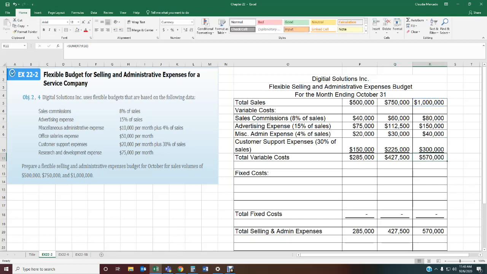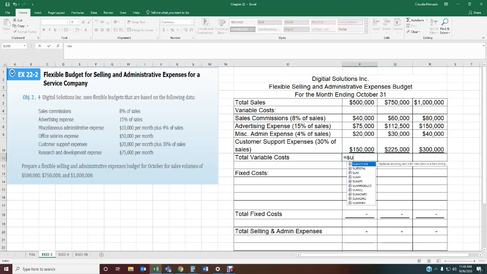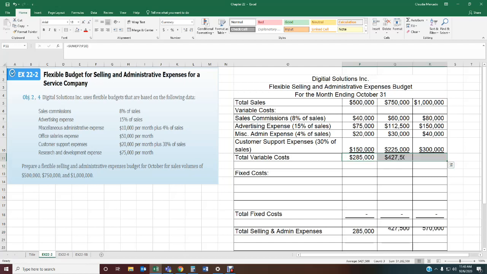And then we're going to get our total variable cost. To get our total variable cost, I'm going to add all of my variable costs, which are your 40,000, your 75,000, your 20,000, and your 150,000. You add all those variable costs together, and you get a total for each of the sales volumes. So we've got a total of 285,000 for my 500,000 sales volume, 427,500 for my 750,000 sales volume, and 570,000 for my $1 million sales volume. So that completes our variable cost section.